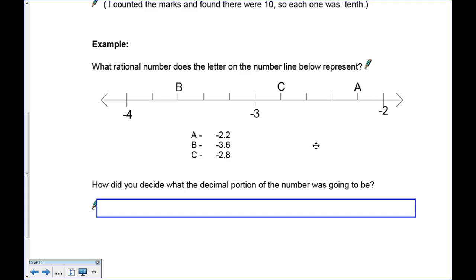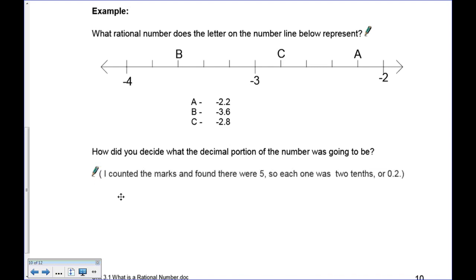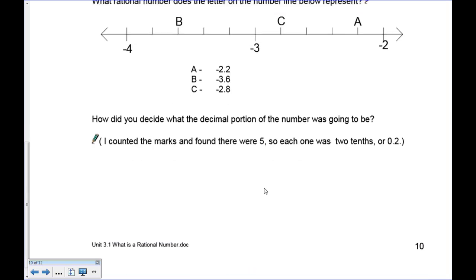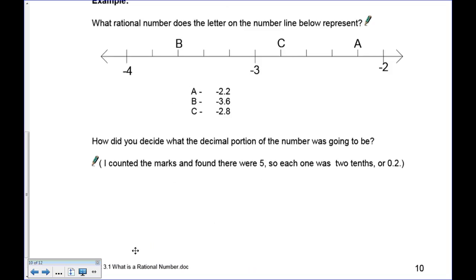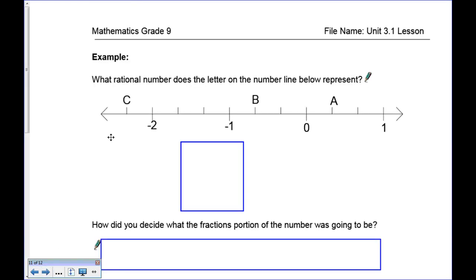Okay? So how did I find it? I counted the marks and I found that there were 5. So then 1/5, 1 divided by 5 is equal to 0.2. So that's why I figured out what each was. This is a 0.2, 0.2, 0.2, 0.2. But I've already explained how you could use a fraction to do that too. Okay, next page. All right. I think you're on your own for this one.